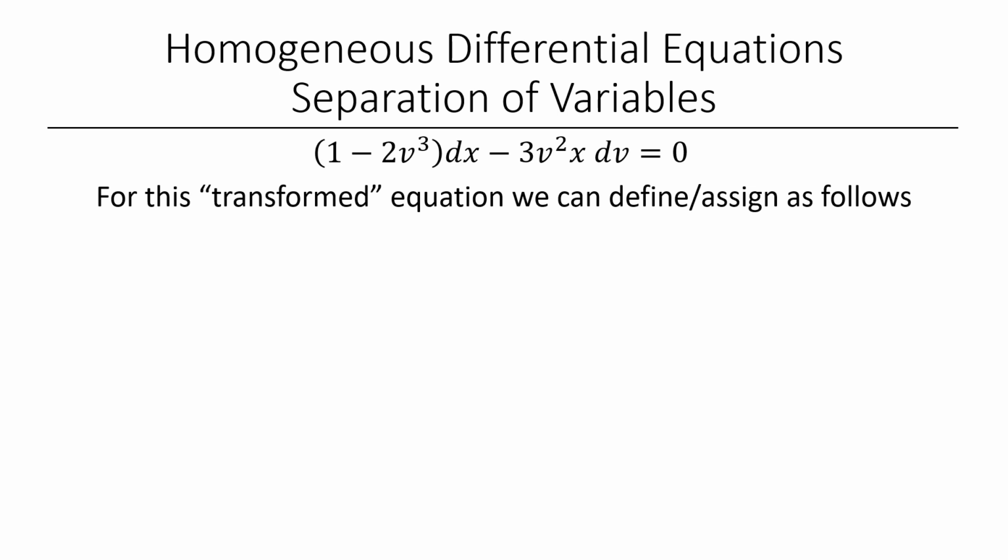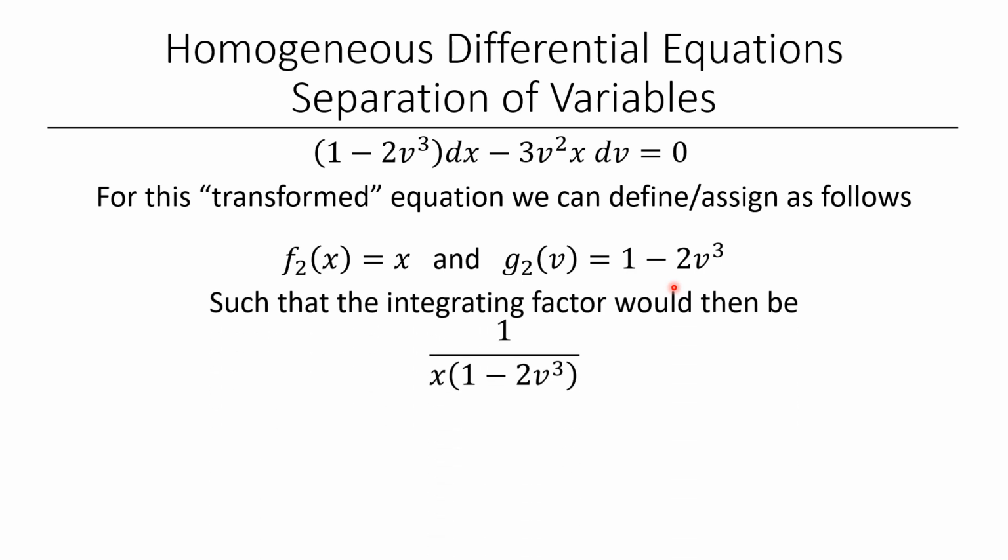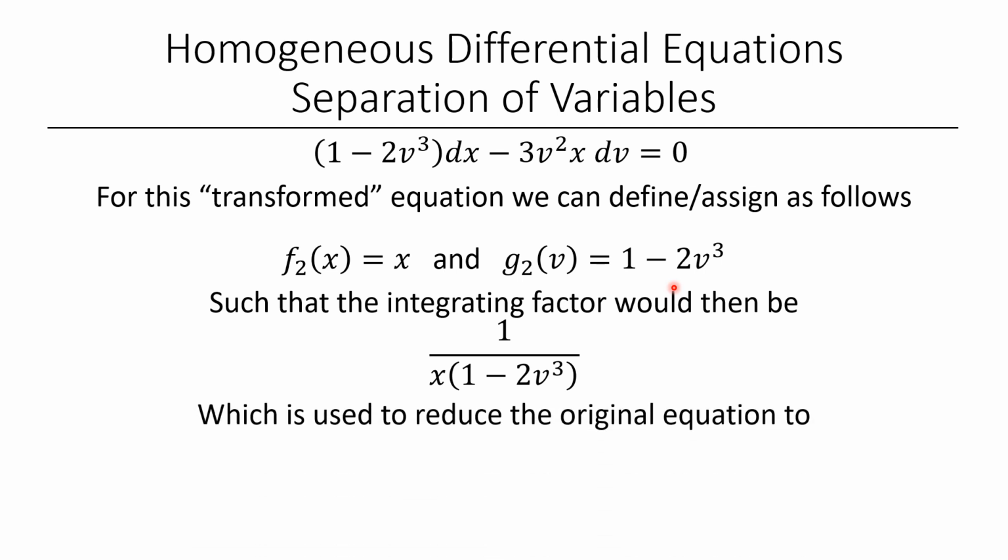For this transformed equation, remember this isn't our original equation, we transformed it. We can now assign these factors. Our f2 of x will just be x, and our g2 of v will be 1 minus 2v cubed. This gives us an integrating factor of 1 over x times (1 minus 2v cubed), which, when we apply it, changes our equation to this expression here. You see we have everything in x in this term, and everything in v in this one. So this is what we wanted. The variables have been successfully separated.